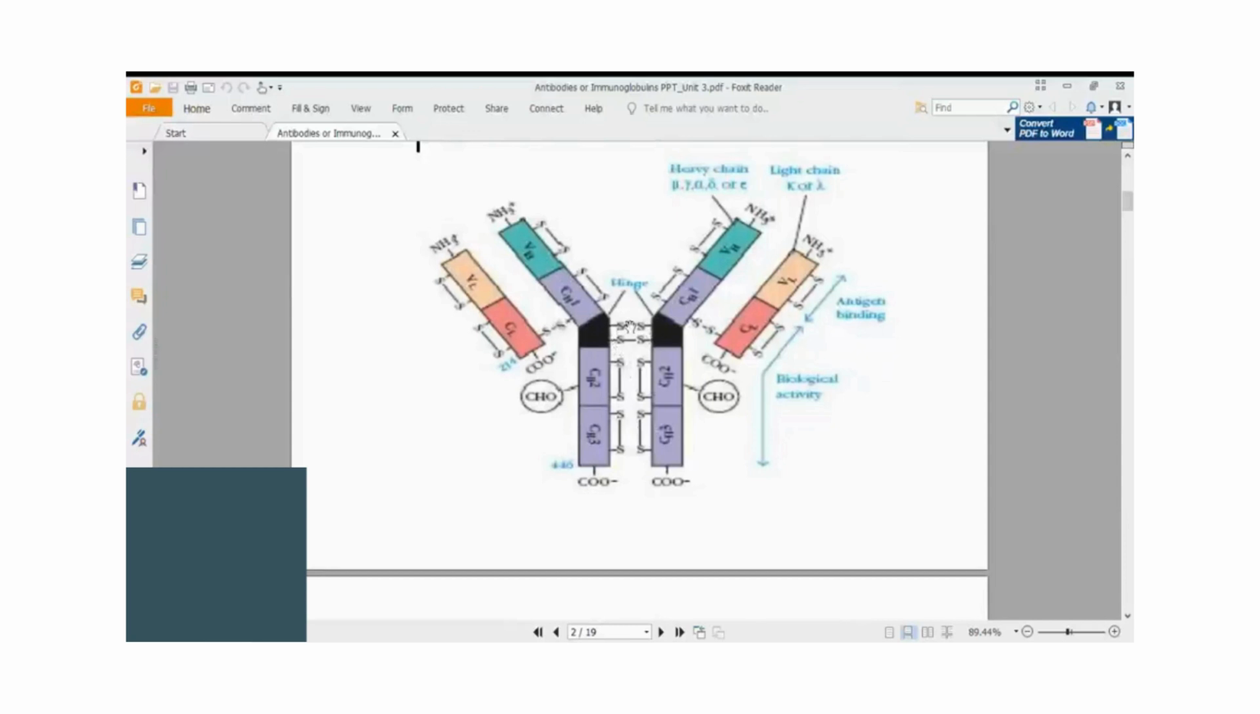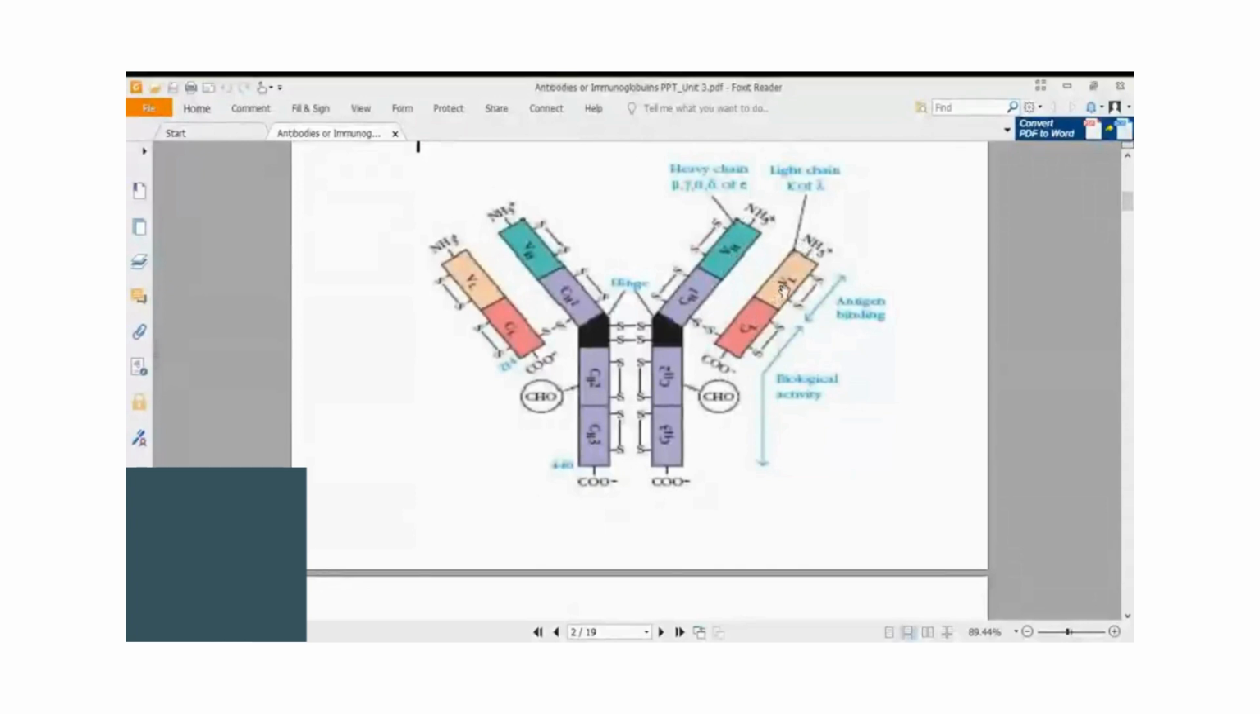Okay. So since it is a protein, it has got an NH2 domain, which becomes NH3 because of the charges, and it has a COOH domain on one side of the heavy chain, a COOH domain on the light chain, NH3 domain of the light chain and CO domain of the light chain, NH3 of the heavy chain, CO of the heavy chain.